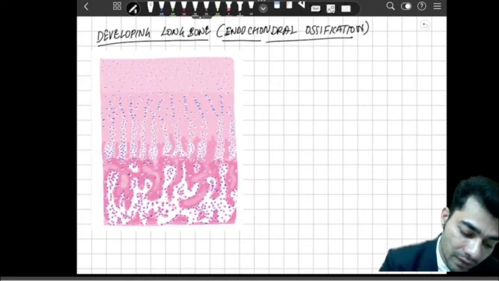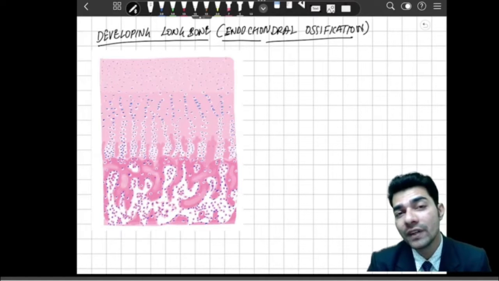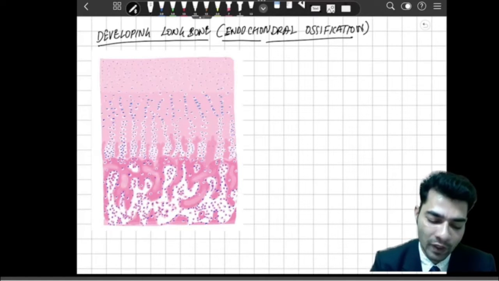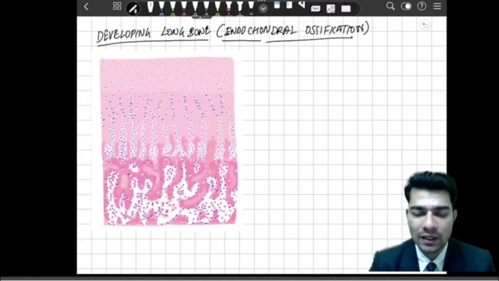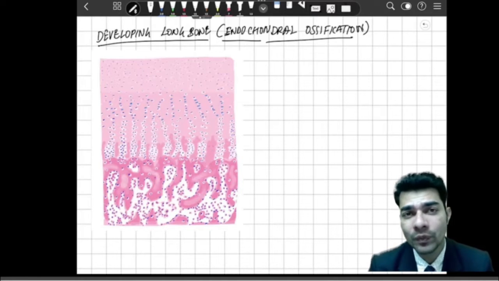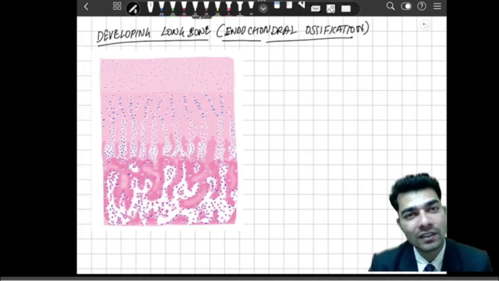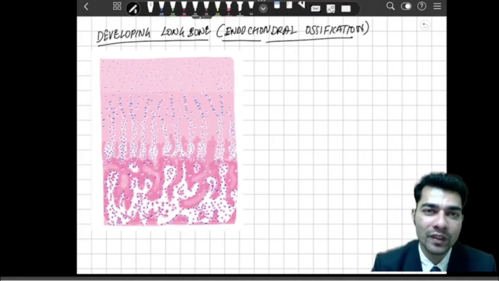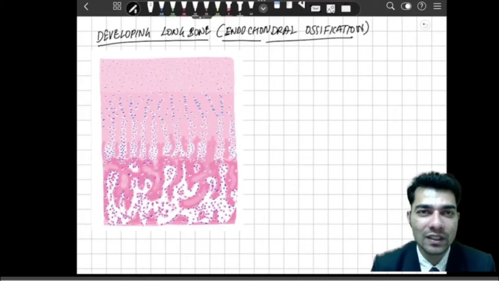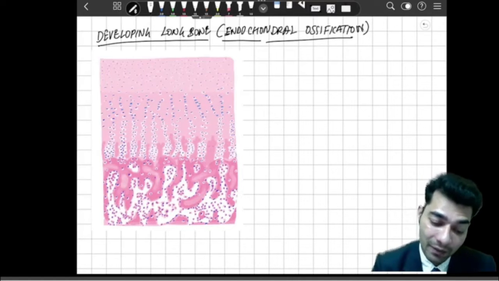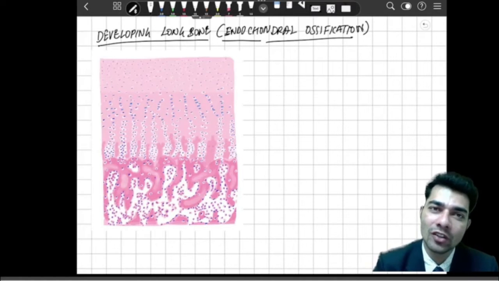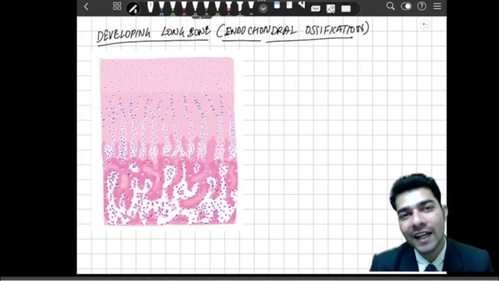Okay, where is it seen? It is seen at the epiphyseal end of the long bone. What is this epiphyseal end of the long bone? It's nothing but the growing part. Okay, so the growing part in this long bone is formed by a basic structure known as the epiphyseal plate. That epiphyseal plate is made out of nothing but hyaline cartilage.